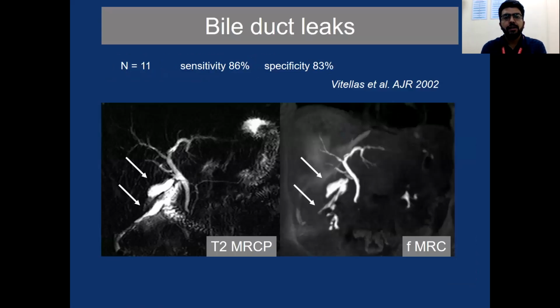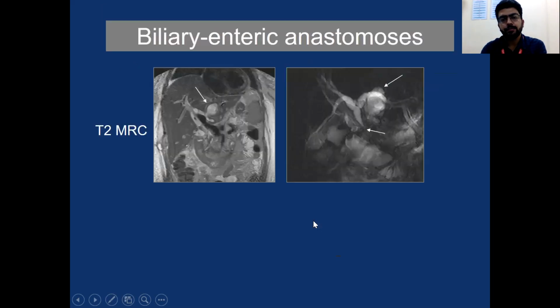Now we also have bile duct leak cases. In that case also we use MRCP and FMRC, wherein we can really appreciate the bile leak. This is the duodenum, second part of the duodenum. This is the gallbladder. This is the common bile duct, pancreatic duct, and see how the bile is getting leaked post procedure. This is the FMRC image demonstrating the bile leak.